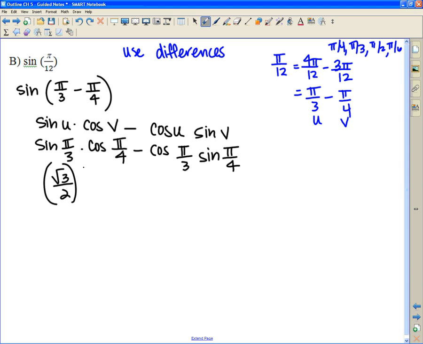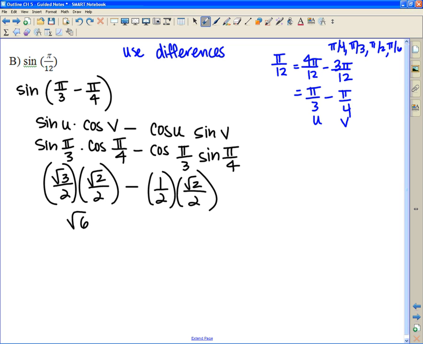So I need the y value at pi over 3, root 3 over 2, times the cosine value at pi over 4, root 2 over 2, minus the x value at pi over 3, which is 1/2, and the sine value at pi over 4, the y value, root 2 over 2. Order of operations, let's multiply first. Root 3 times root 2 is root 6 over 4. 1 times root 2 is minus root 2 over 4. And funny enough, I think that's the same answer that we had before. You have a common denominator, so you can write it as one fraction. Root 6 minus root 2 over 4 cannot be simplified.